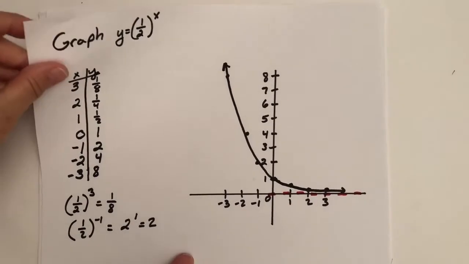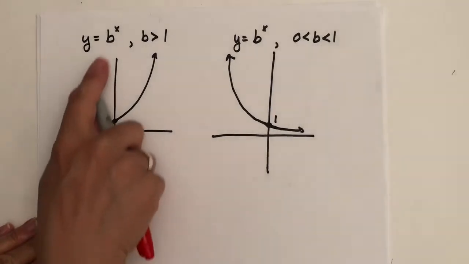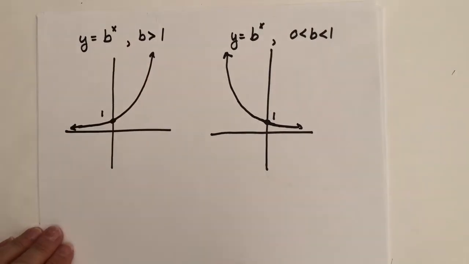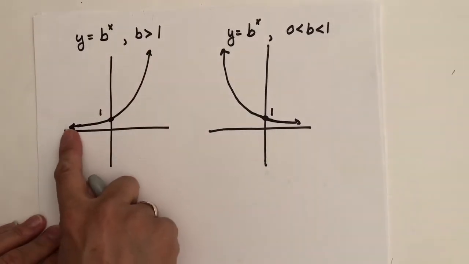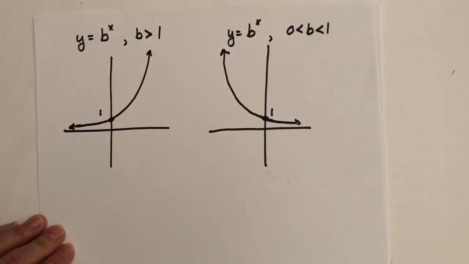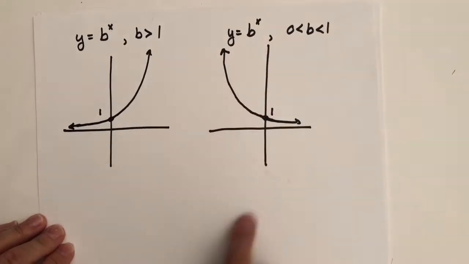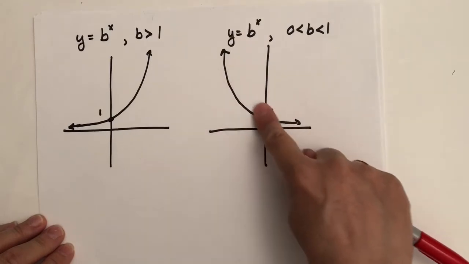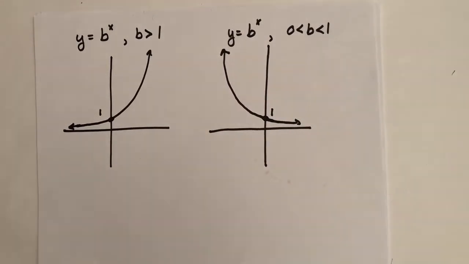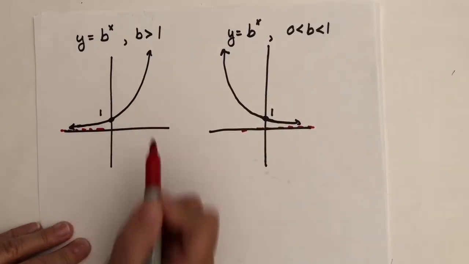So let's generalize what our exponential functions look like. Here we have it. If you have y equals b to the x, and b is a constant greater than 1, we have an increasing exponential function. Notice it goes through 1. If you have y equals b to the x, and b is a number between 0 and 1, we have a decreasing function. In both cases, the x-axis is playing the role of an asymptote.